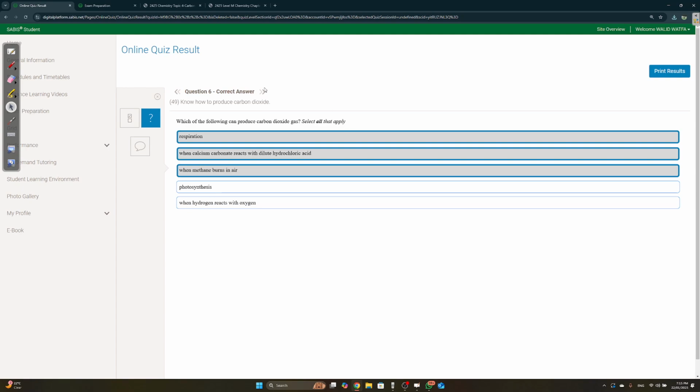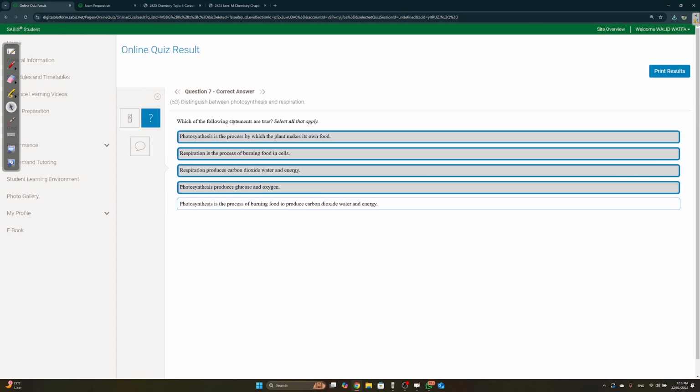When hydrogen reacts with oxygen, obviously not, you get H2O there. Question 7. Which of the following statements are true? Photosynthesis is the process by which the plant makes its own food, obviously. Respiration is the process of burning food in cells. You know this, obviously. This is grade 6, grade 7, grade 8 science. Respiration produces carbon dioxide, water, and energy. Yes. Photosynthesis produces glucose and oxygen.